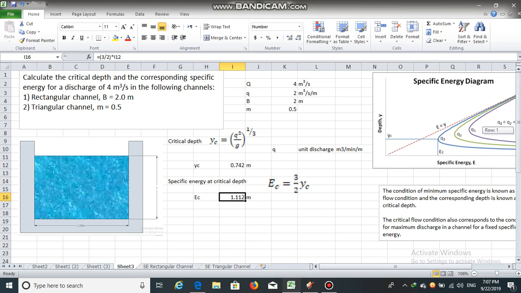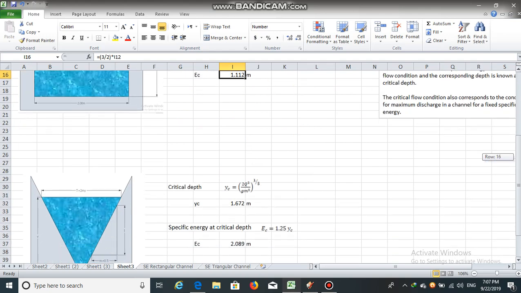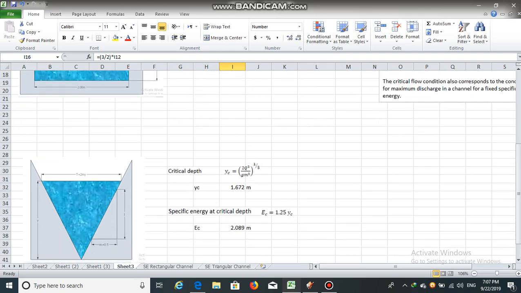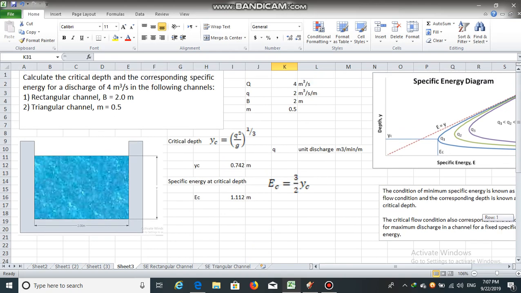Now in case of triangular channel, critical depth can be obtained using this equation. Yc is equal to (2 q square by g m square) raised to 1 by 5. Now there's one more thing I need to point out, that q is the unit discharge. It is meter cube per second per meter, so it is equal to discharge divided by width. So we used unit discharge in this equation.